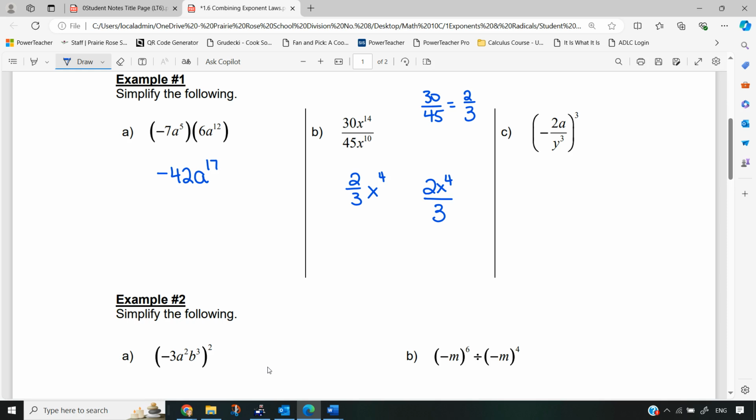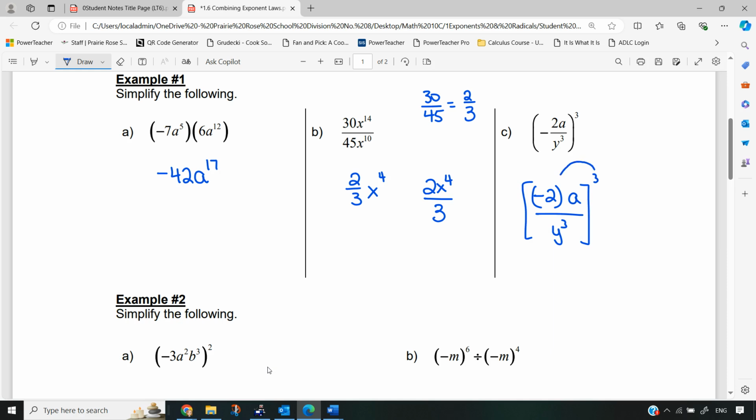Now for our final example, we have that negative there. And so what I'm going to do is move that negative up with the 2. Really, it can move to the top or the bottom. I'm going to put it with the 2. So I've got negative 2 times a divided by y cubed, and that all is bracketed and put to the exponent of 3.